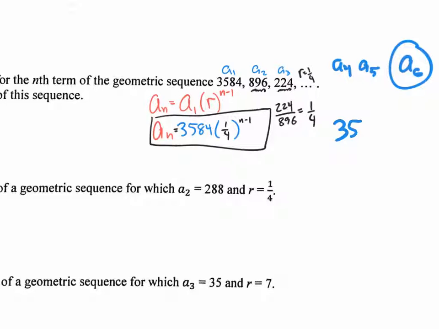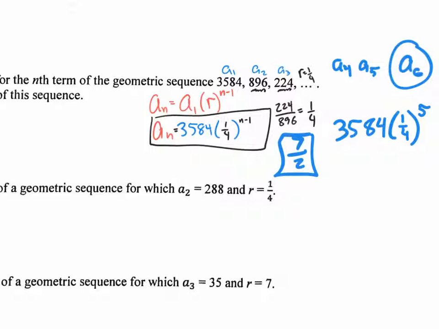Type in 3584 times 1/4 to the, now you're going to plug in 6 because they want the sixth term, but instead of plugging in 6 in your calculator, it says 6 minus 1. So on your calculator, you might as well type in a 5 right there. And if you do that, 3,584 parenthesis 1 divided by 4, close parenthesis, to the power of 5. Because when you plug in 6, it'll be 6 take away 1, which is 5. Hit equal, and it'll give you the answer 7/2.